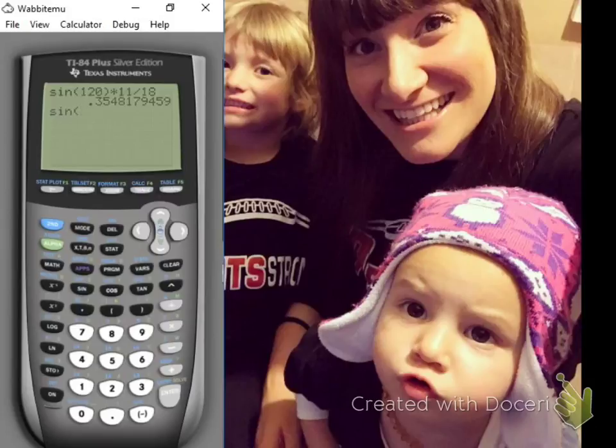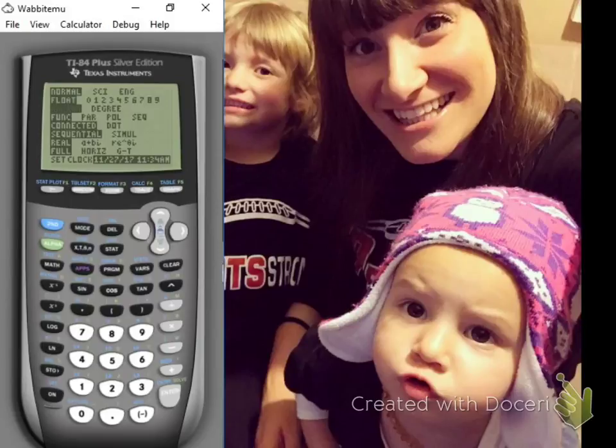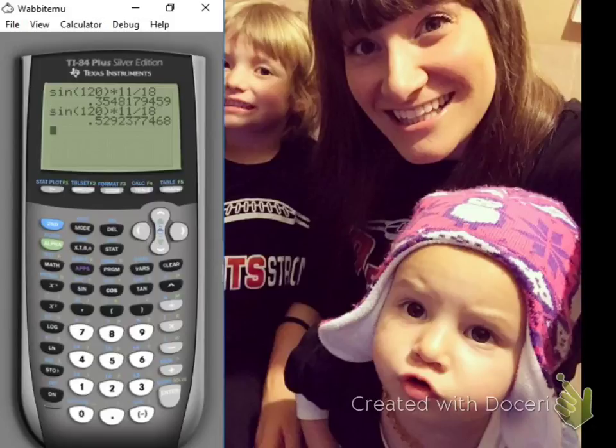Oops, I'm in radians, that's my fault. There we go. So degrees, there we go, that's better. I'll redo that last calculation. There we go, 0.53. So it gives me 0.529.